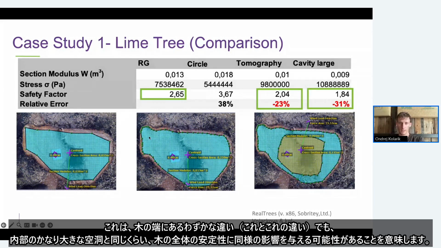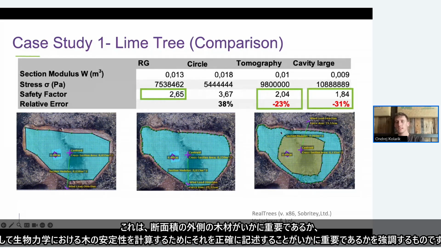which means that even small differences on the edges of the trees between this and this can have a similar effect on the overall stability of the tree as a pretty large cavity inside. So this just highlights how important the outside wood of a cross-section is, and how important it is to describe it precisely for calculating tree stability in biomechanics.